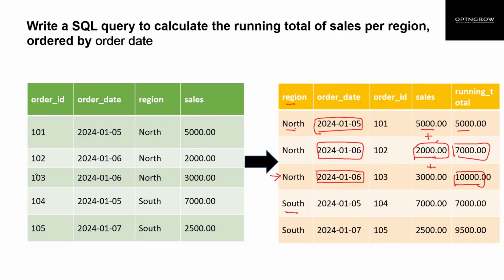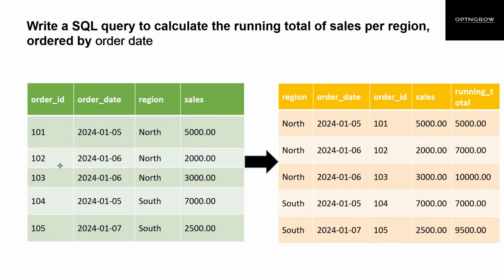Now running total is very important in real business case scenarios. Let's say on 6th of January, someone asks you, how much sales have you made so far? By seeing the sales number alone, you're not able to tell, because there were sales made prior to 6th of January also. Here the running total comes to our rescue, where we can simply look at this number and see that till date the company has made sales of 7,000. So it's a very important concept.